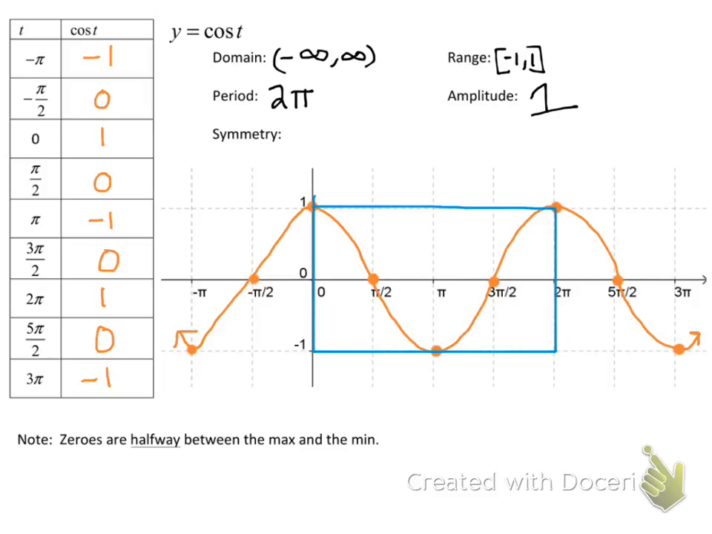And then in this case, we have even symmetry. And even symmetry is where we can reflect it over the y-axis. In other words, our original function is equal to the same output value as if we plugged in an x value that was the opposite. Another thing to note at the bottom is that the zeros we have here are halfway between the minimum and the maximum.